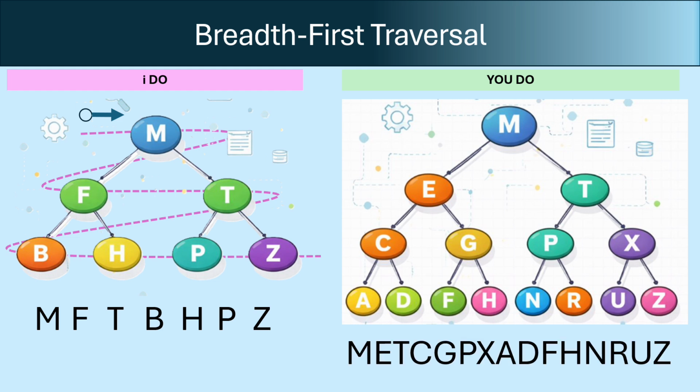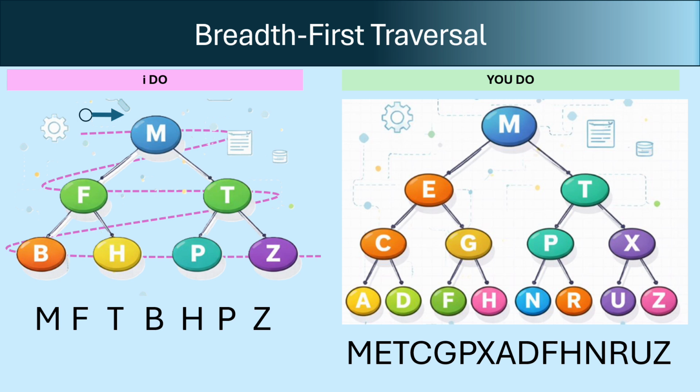So your answer should look like this. M, ET, CGPX, AD, FH, NR, UZ. Now we need to look at the algorithm because when we inspect this, you can see very well that you can just read the level out. But a computer can't just inspect. So we need to have an algorithm that tells the computer or program how to traverse through our tree.